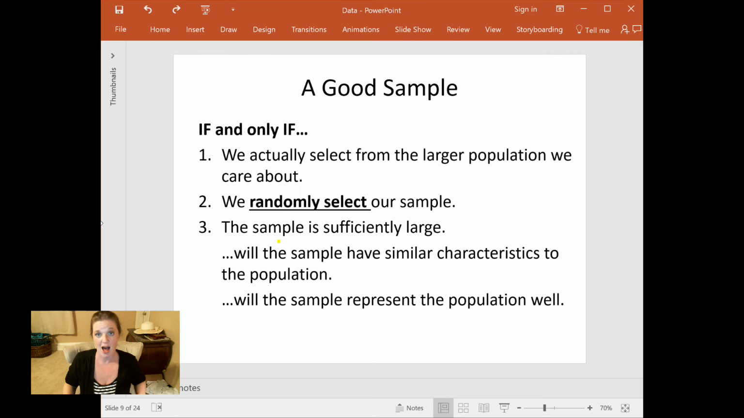The same thing. I have 1,000 non-randomly selected football players, 50 randomly selected football players. You're still going to go with the 50 because random selection is always better than non-random selection, and actually sampling from who you care about is always better than not. I hope that makes sense.